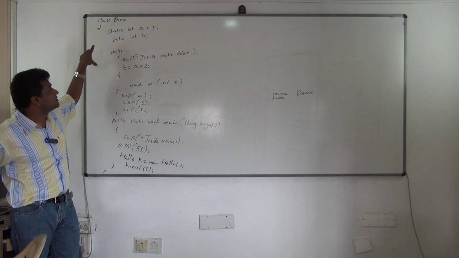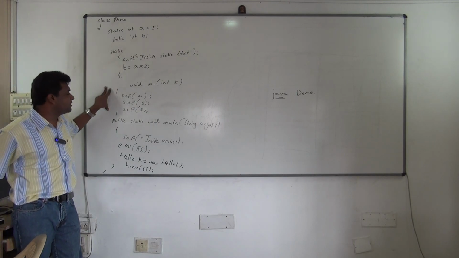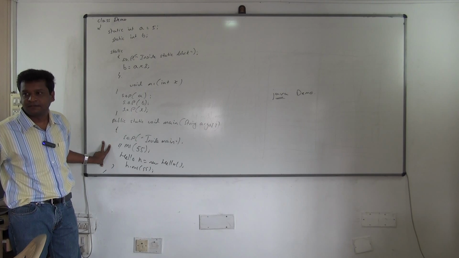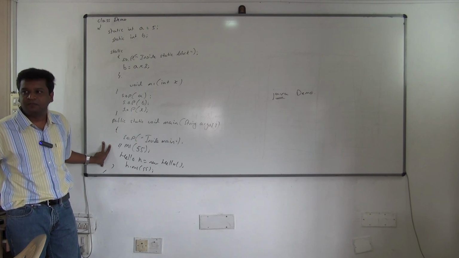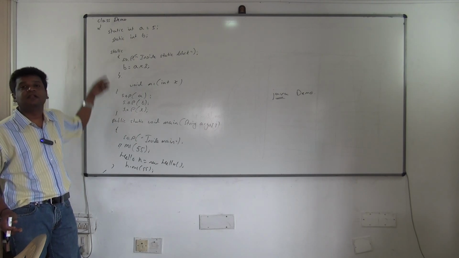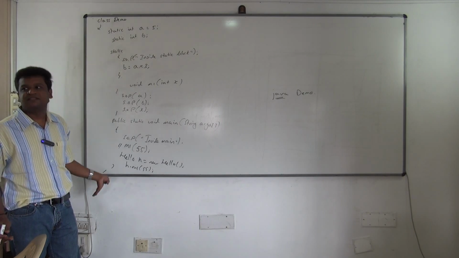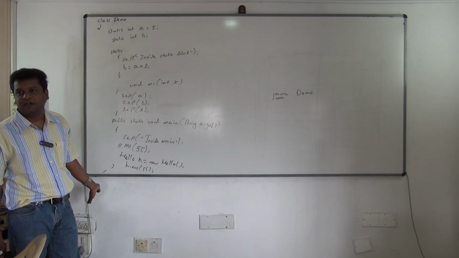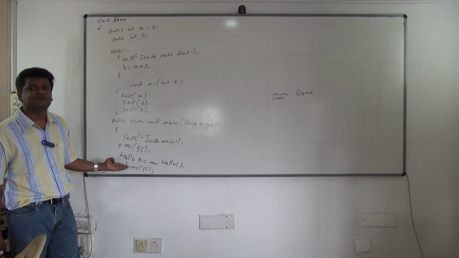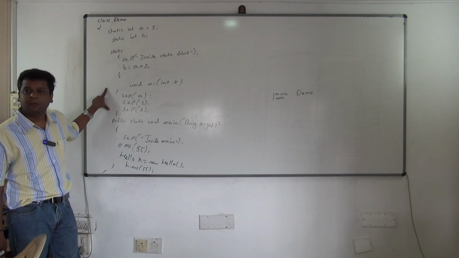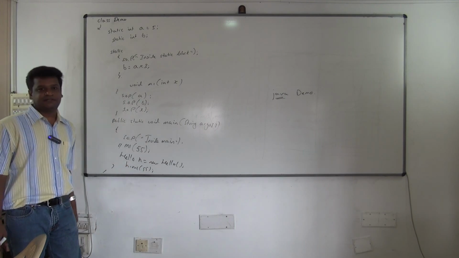If at all you want to access an instance member in static context, you have to create an object and access it. Correct? You are creating the object of the same class inside the same class. Demo class object you are creating. Now what happens when you create the object? M1 comes into existence. Now I can access it.